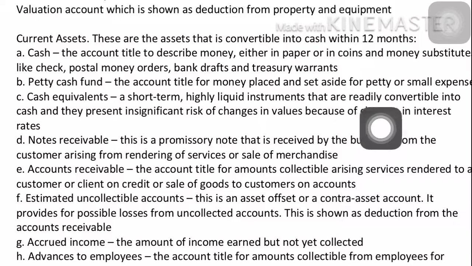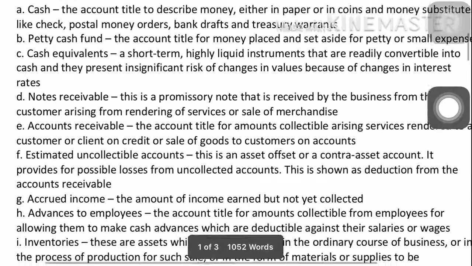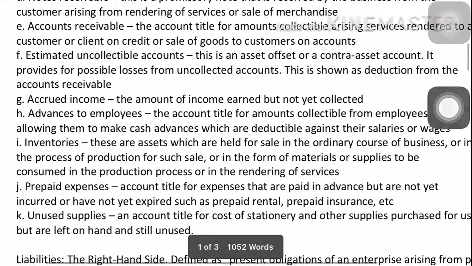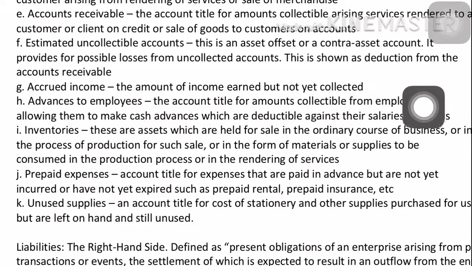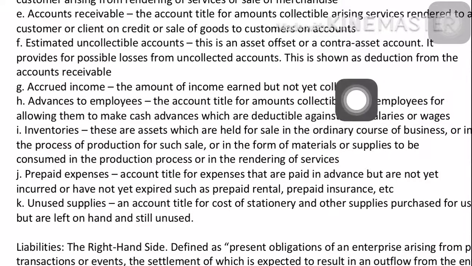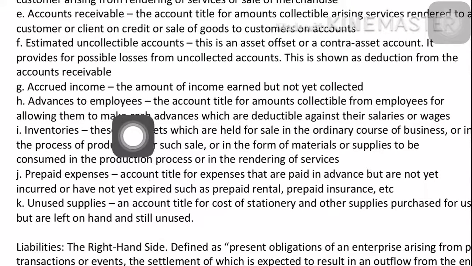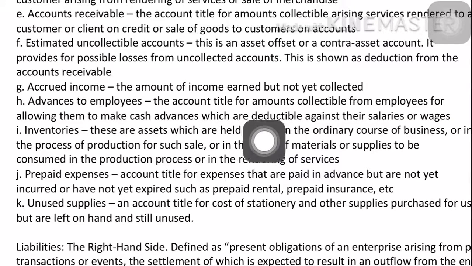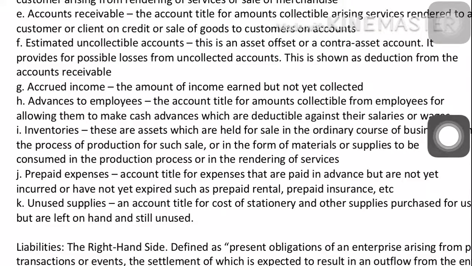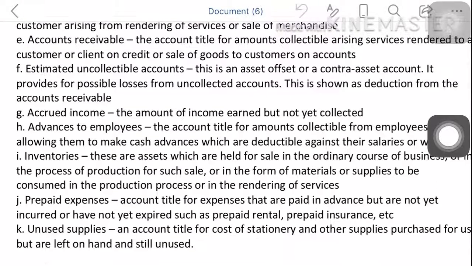So, next is the accrued income. The amount of income earned but not yet collected. So, ang accrued income is like anang mga utang nga gi-purchase sa mga customer. So, H is the advances to employees. The account title for amounts collectible from employees for allowing them to make cash advances which are deductible against their salaries or wages. So, kani siya is kanang mga cash advances sa mga employees which is ginadeduct siya if time na sa ilahang sweldo.